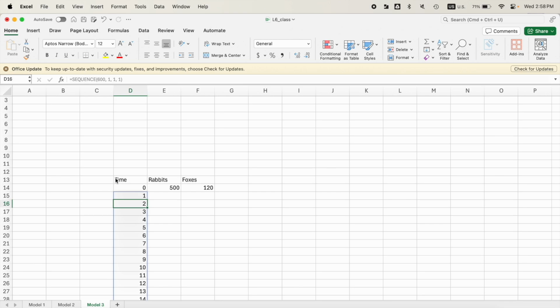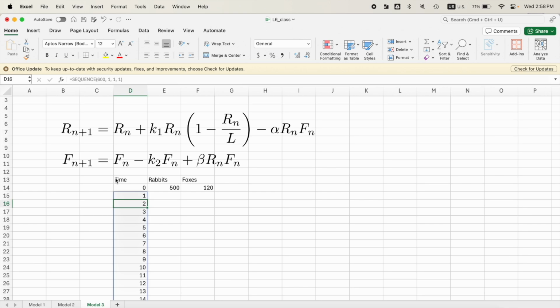Alright, so I'm going to write down the formula up here so that we can type it into Excel. So you have R sub n plus 1 equal to R sub n plus K1 times R sub n times 1 minus R sub n over L minus alpha times R sub n times F sub n. And F sub n plus 1 equal to F sub n minus K2 times F sub n plus beta times R sub n times F sub n.